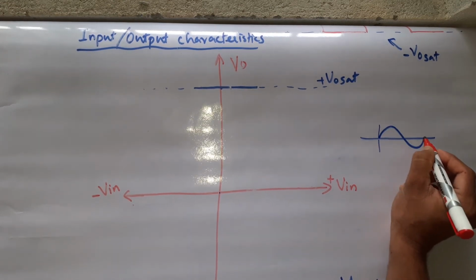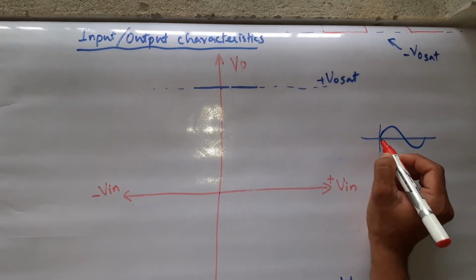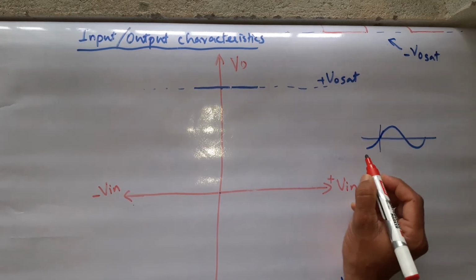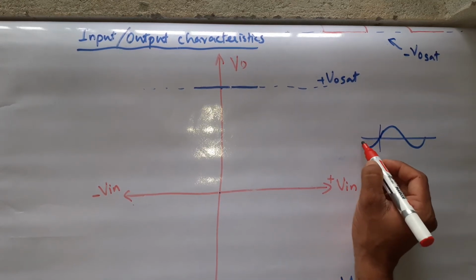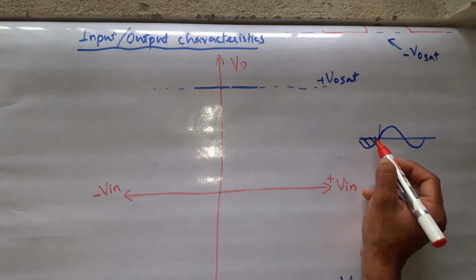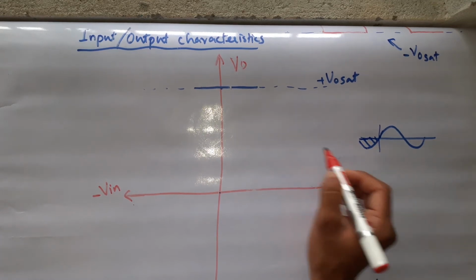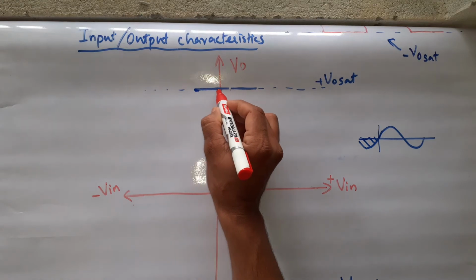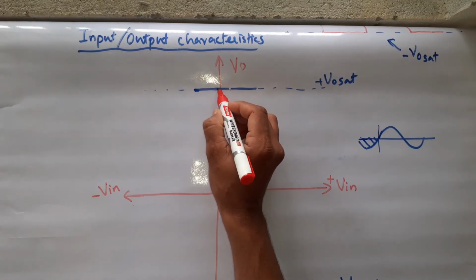If this is your input, before increasing in positive direction, where was it? It was here, right? It was in negative. So for this portion of input, what will be the output? The output will be positive, right? So I am showing positive output. And how long will your output remain positive?